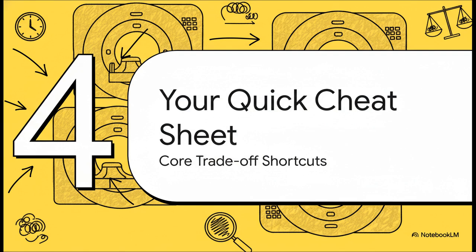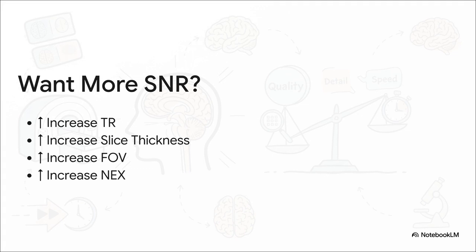Think of this as your quick and dirty cheat sheet for MRI trade-offs. So let's say your number one goal is a clean, noise-free image. What do you do? Well, these are your main go-tos. You can increase the TR, make the image slices a bit thicker, or just bump up the NEX and repeat the measurement. Any of these will boost your signal. But you gotta remember, each one usually costs you somewhere else, either in time or in fine detail.